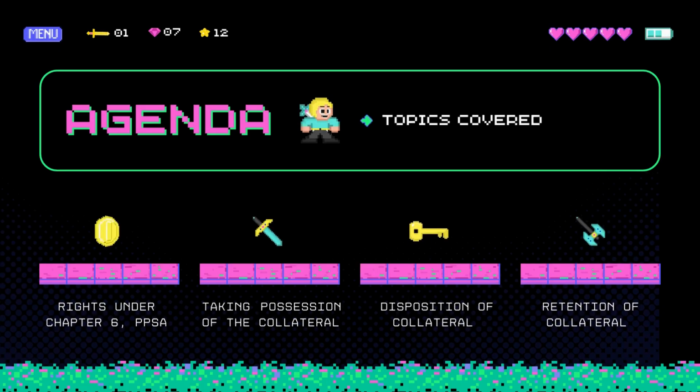Great! You have unlocked the agenda. Here, we will take on 4 stages to complete the game. Before you go out and get your collateral or exercise your security interest as a creditor, first, we have to know what the rights provided under Chapter 6 of the PPSA are. Afterwards, we go on to the next level, which is to take possession of the collateral. Then, we will get to know how to dispose of the collateral on the 3rd level. On the 4th and final level, we will get to know the retention of the collateral. Are you ready?